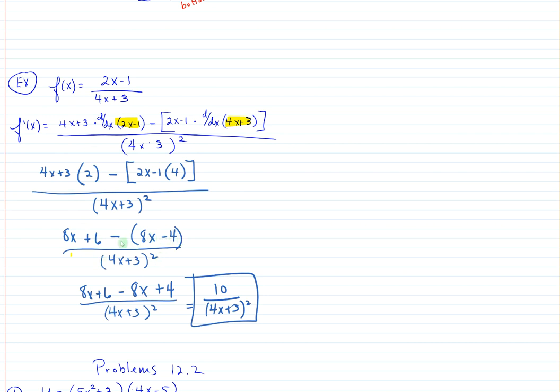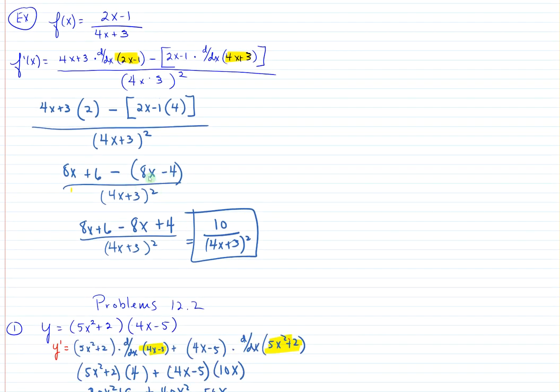The next line, we're going to take this minus and distribute it here. So we got rid of the parentheses, and that became minus 8x plus 4. Now the 8x and the minus 8x cancel out. We're left with 6 plus 4 on top and 4x plus 3 squared on the bottom. And that's how you would leave your answer.